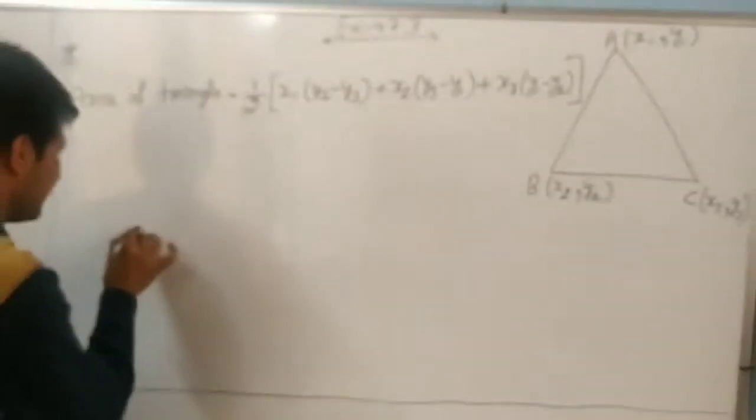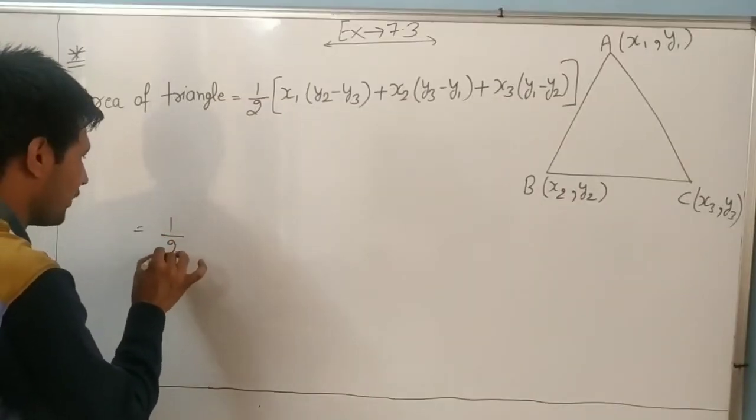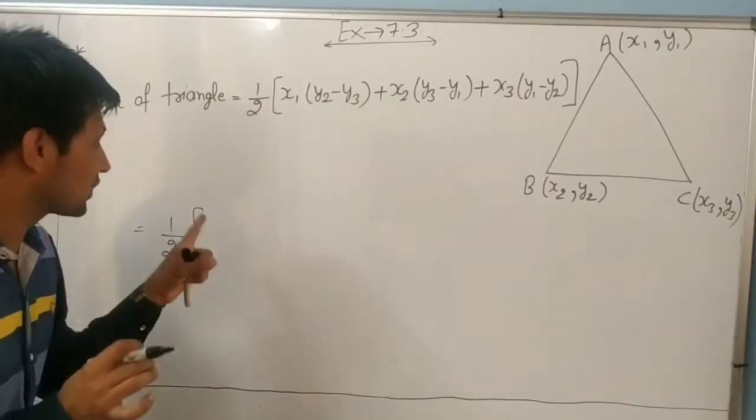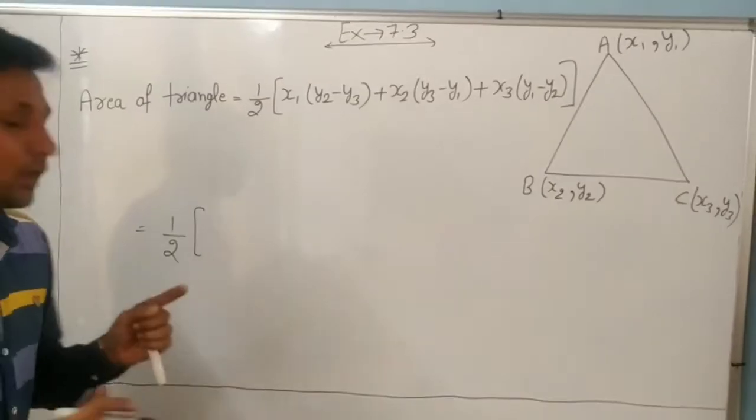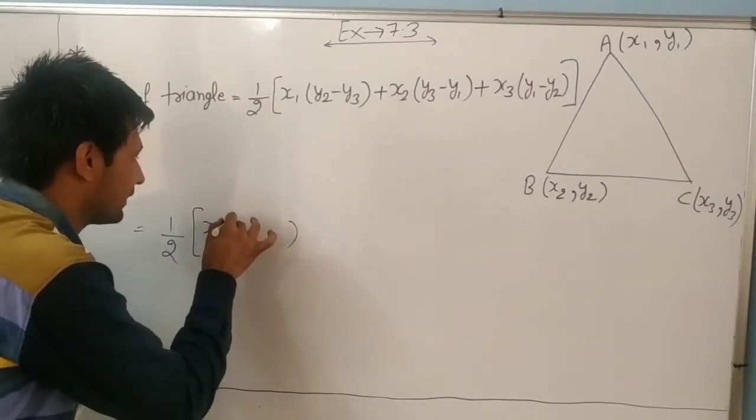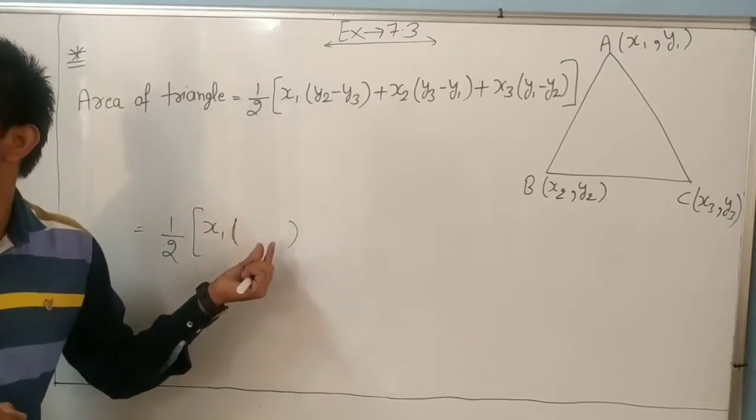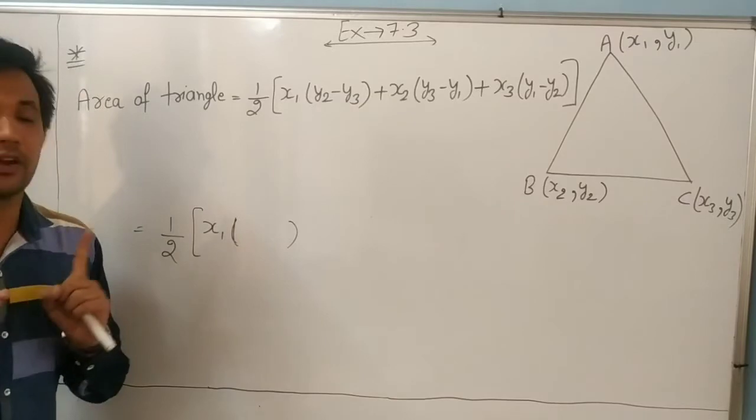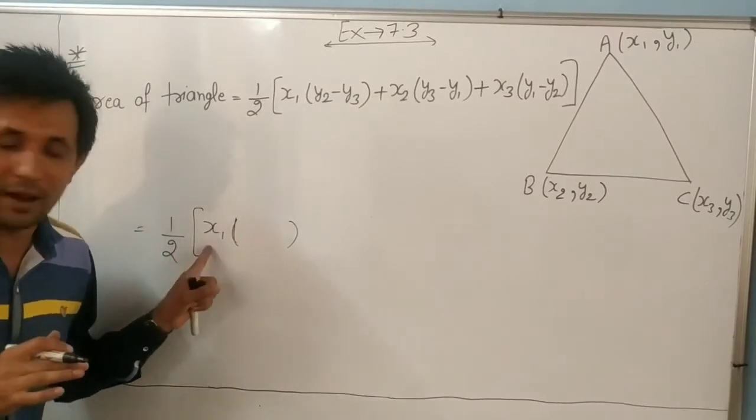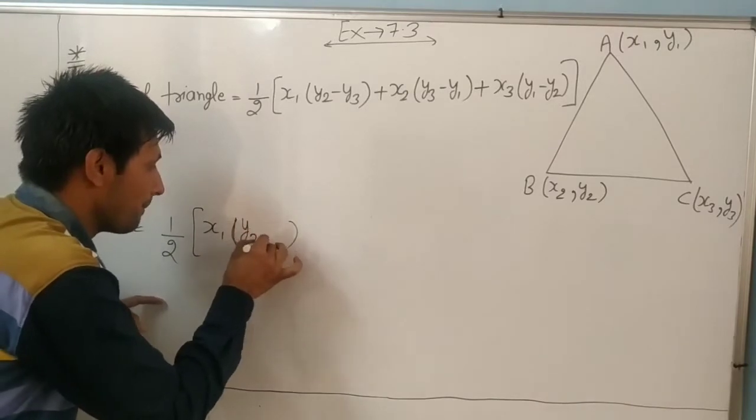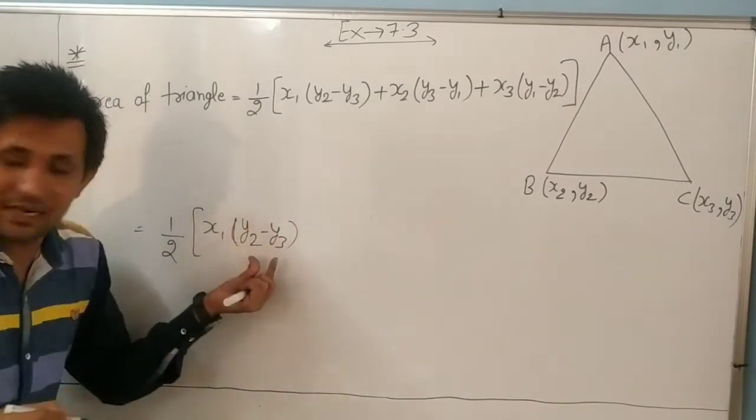Always first we write 1/2 multiplied, and the bracket starts. Always first we write the x coordinate. So first is x1, and inside the bracket we write the y coordinates. The x coordinate starts from x1. So after 1, what comes? 2. So y2 minus y3 inside the bracket.